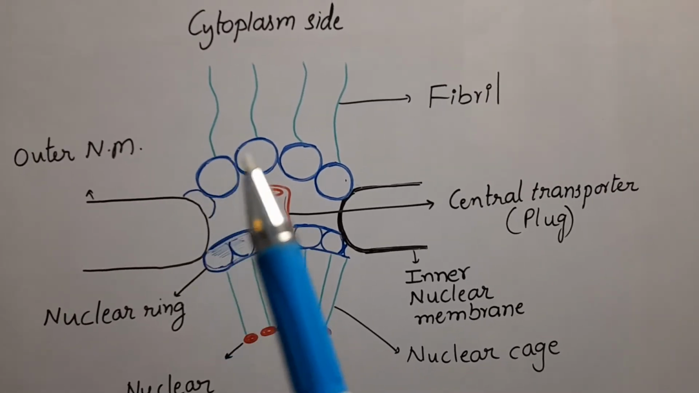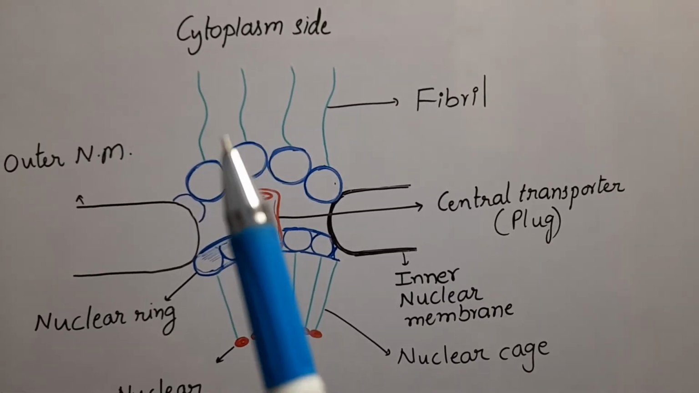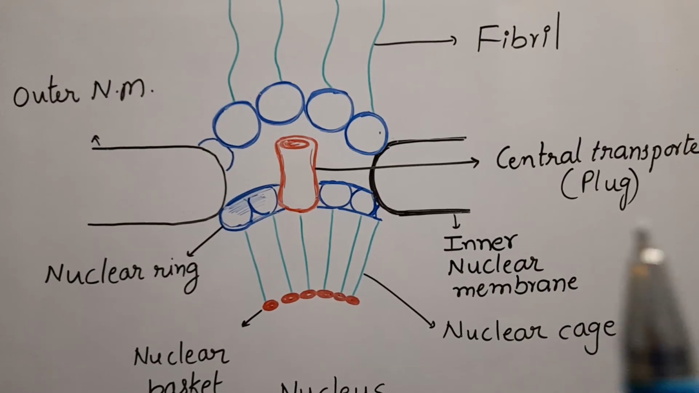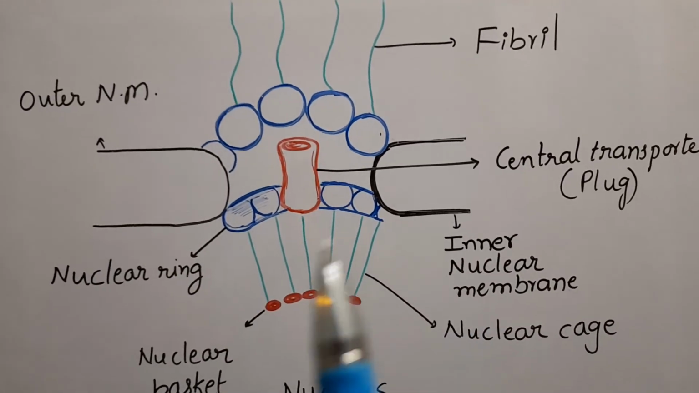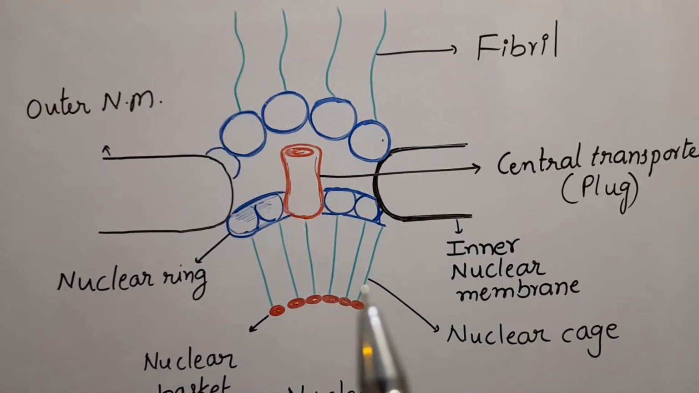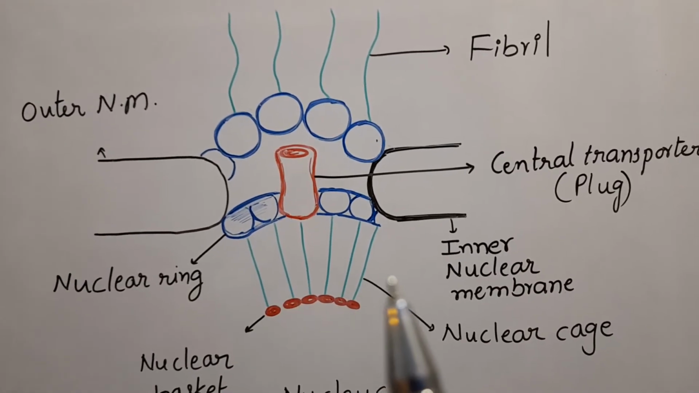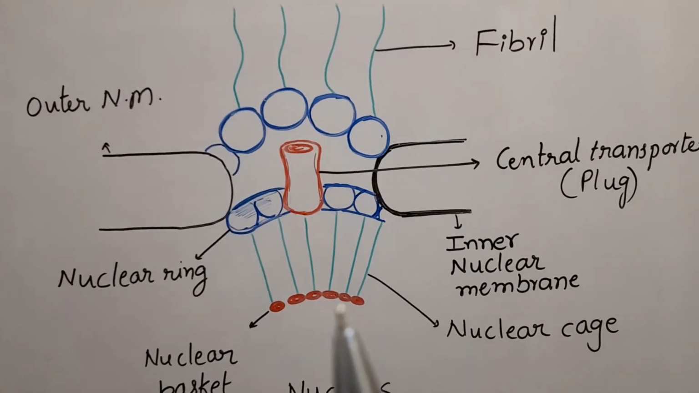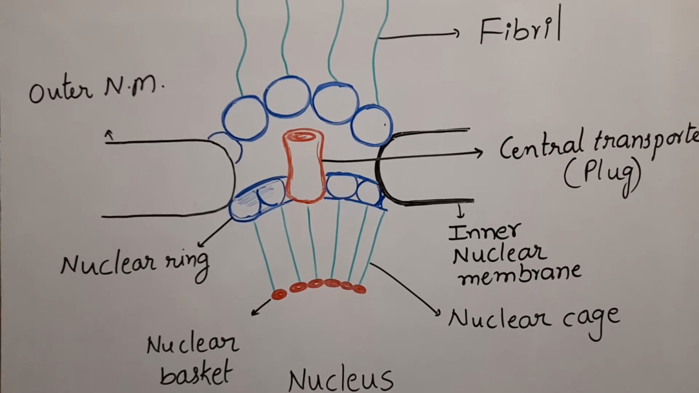In the outer ring, the cylindrical structures have fibril-like structures towards the cytoplasm. The inner ring is also called the nuclear ring. From this nuclear ring, fiber-like structures are also present, 8 of them, but here we can see only 6. Here 8 are present in a ring manner. So it is called the nuclear cage, and at the end of these fiber-like structures, all of them are attached to form a nuclear basket.